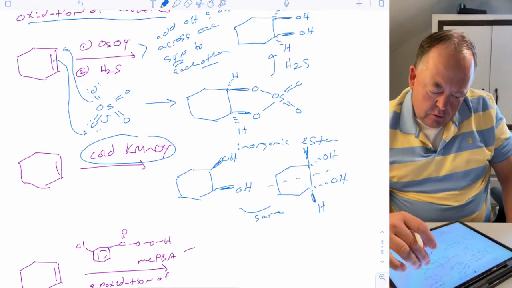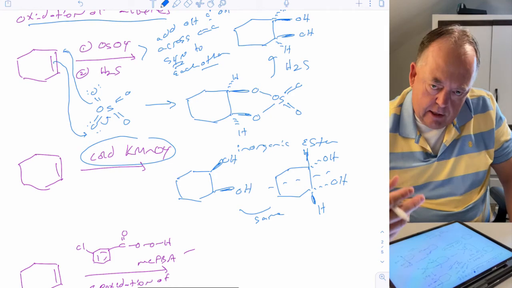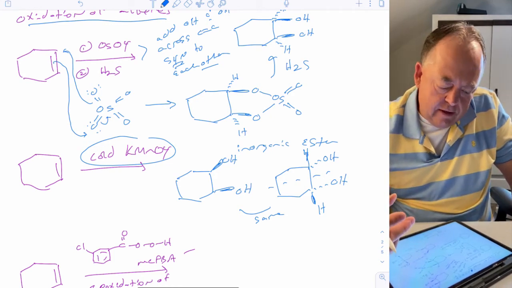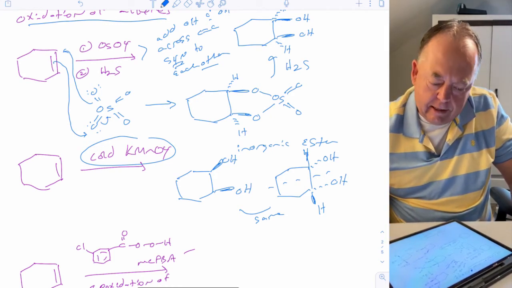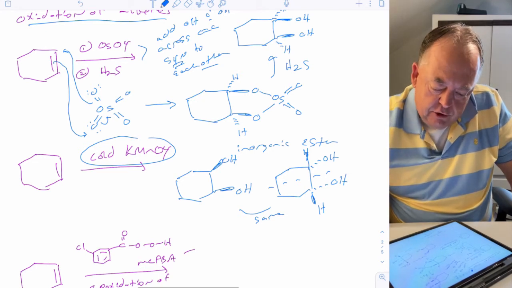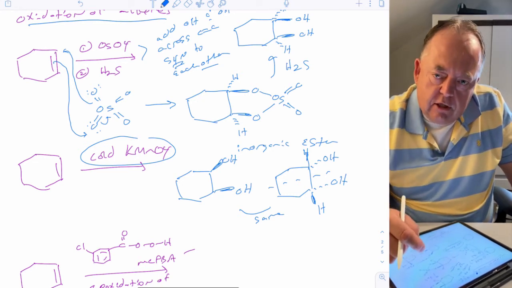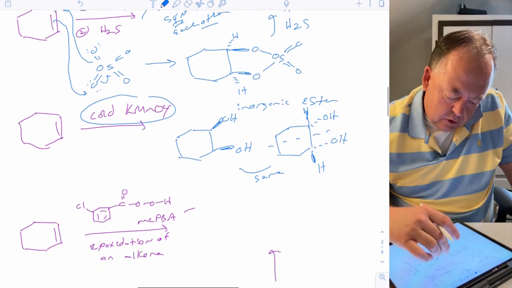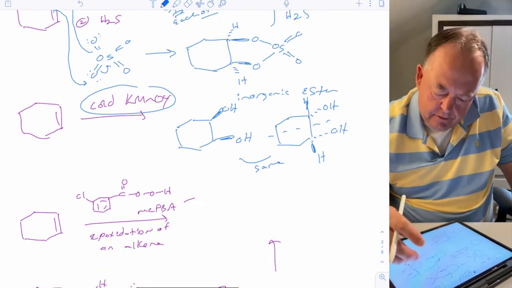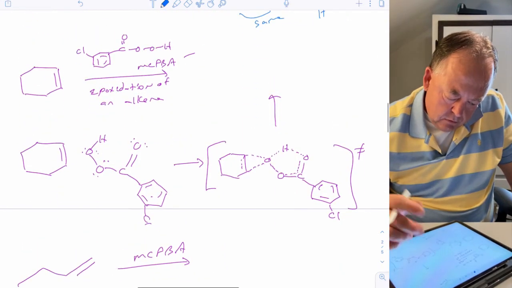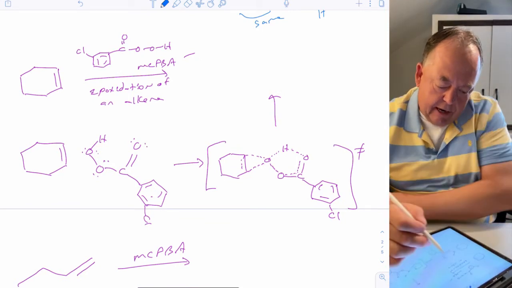Okay, so for those 2, osmium tetroxide, that would be the only time you see OsO4 in organic 1 or organic 2. So if you see that, you should just know you're adding OH and OH across a double bond, syn to each other. So cold KMnO4 does the same thing.